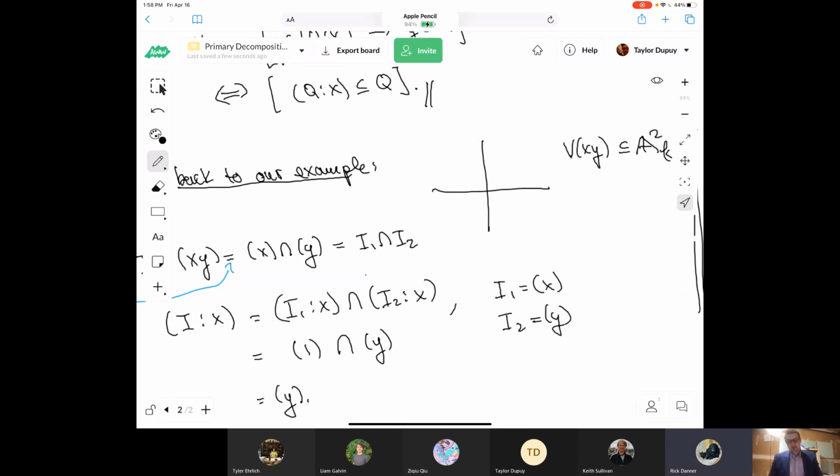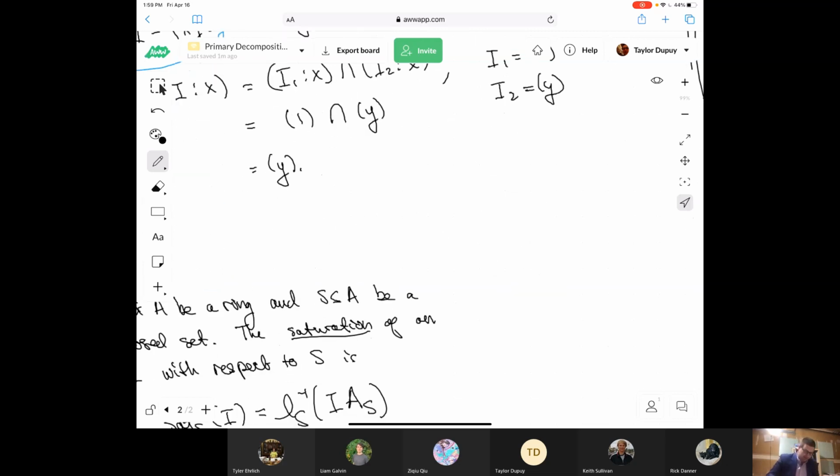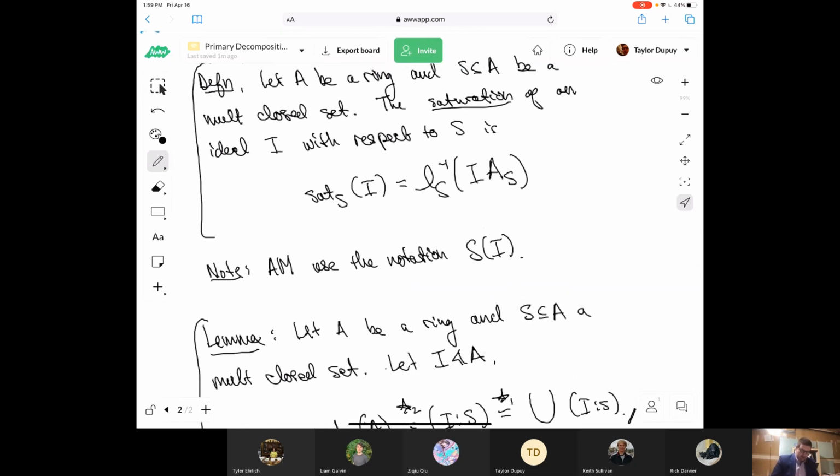Is that the intuition behind the word saturation? Yeah. The saturation is an idempotent operation, so if you apply it twice you get back to itself. But the idea is that you're adding more stuff. You're adding as much stuff to the ideal as you would have gotten if you had just localized the ring.